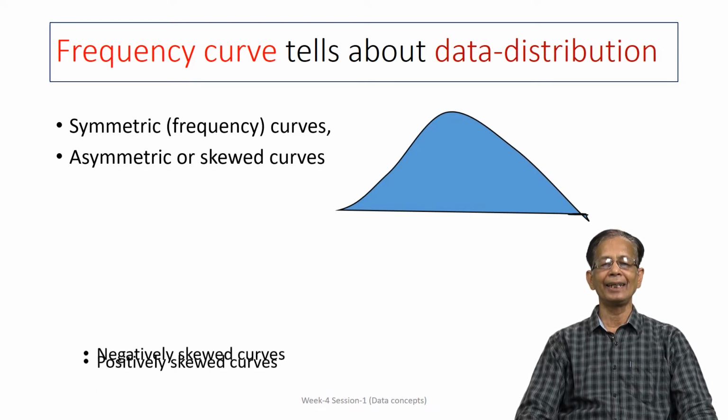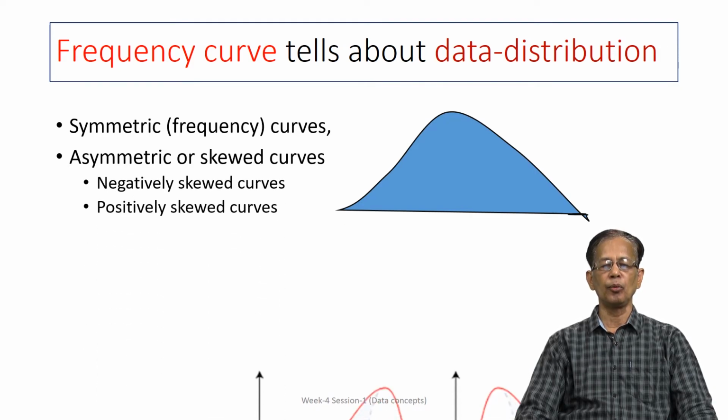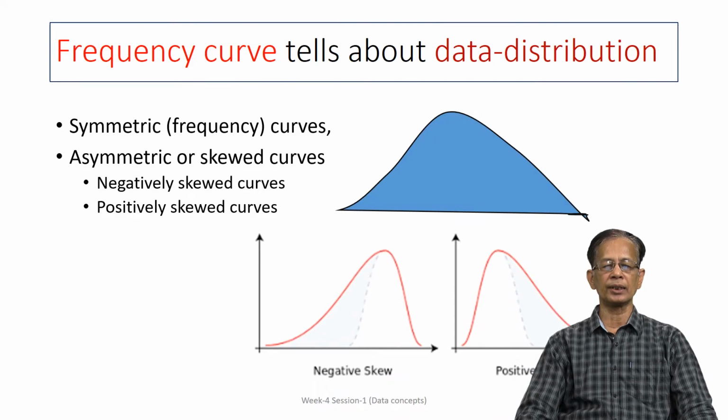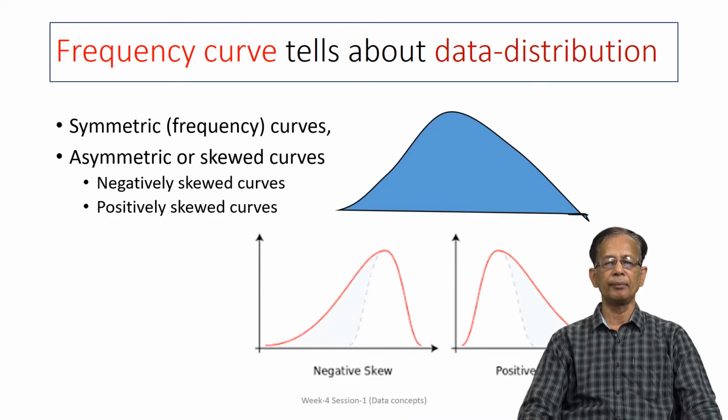One is negatively skewed, which is more stretched, elongated towards the left side; that is called a negatively skewed curve. If one is more stretched, elongated towards the right side, that is called a positively skewed curve, versus negatively skewed.